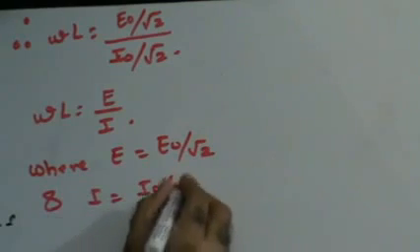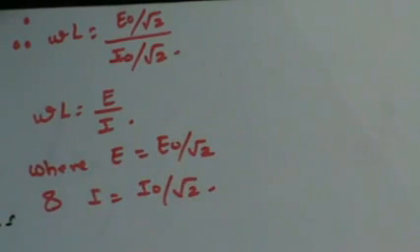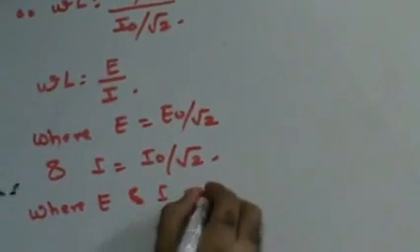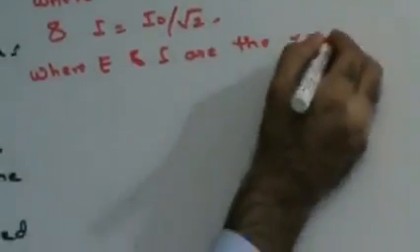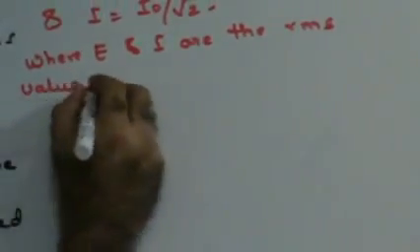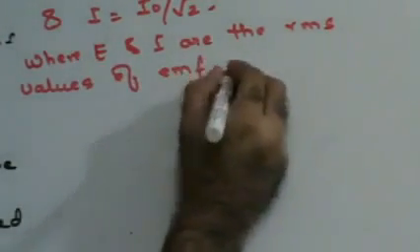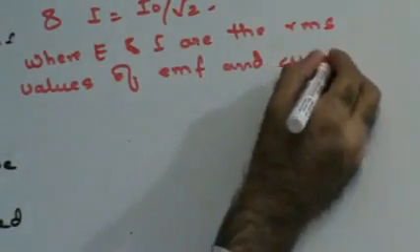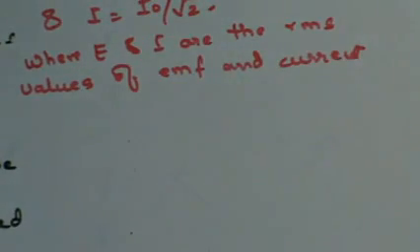Where E is equal to E0 by root 2 and I is equal to I0 by root 2. Remember, I had explained to you that to convert from peak value to RMS value, you have to divide by root 2, right? Here E and I are the RMS values of EMF and current. Thus you get omega L is equal to E upon I.